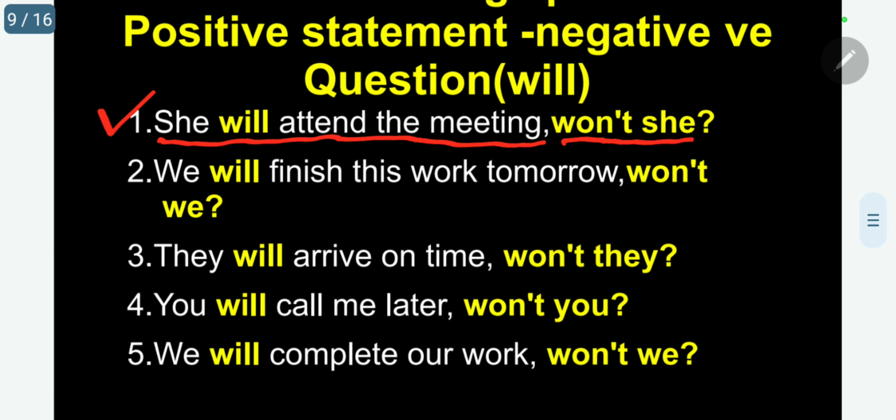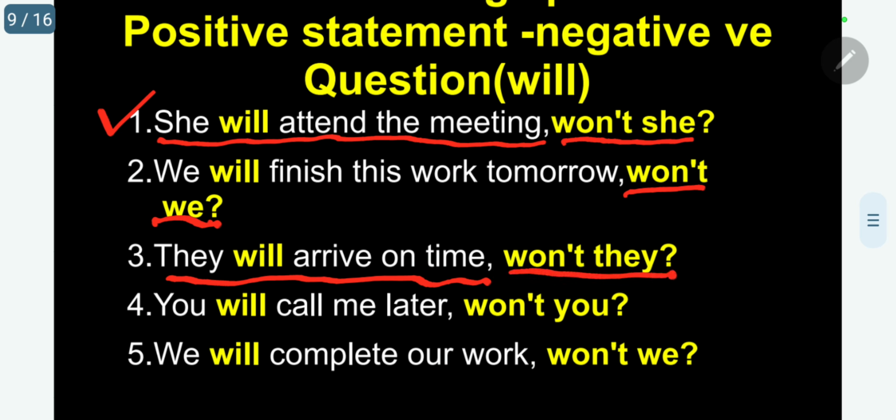Number 2, she will finish this work tomorrow. We will finish this work tomorrow. Won't we? Negative. Statement positive, tag negative. They will arrive on time. They will arrive on time. Won't they?